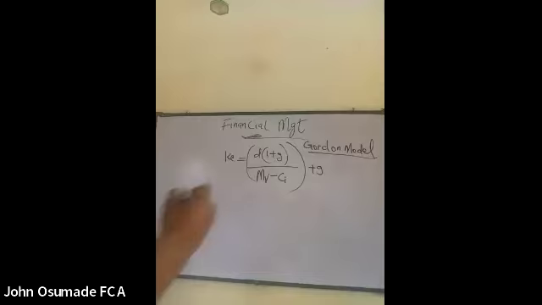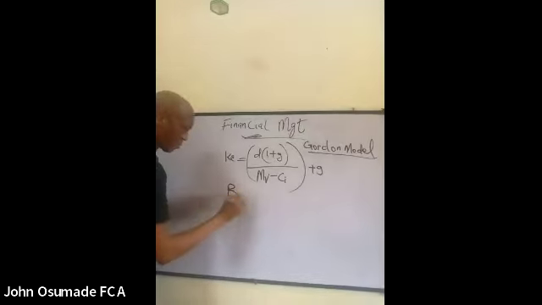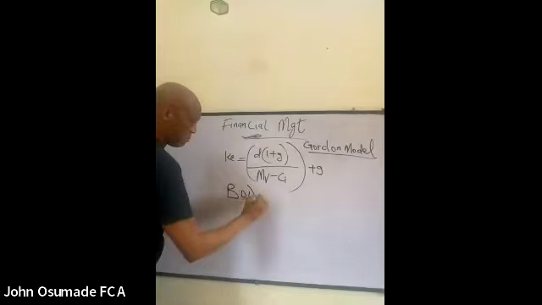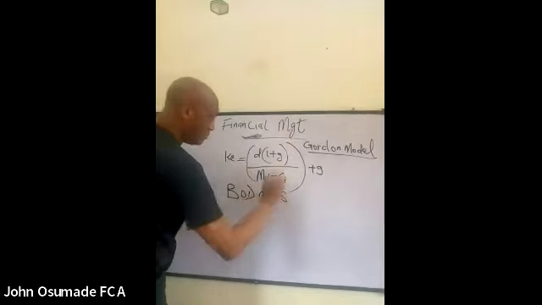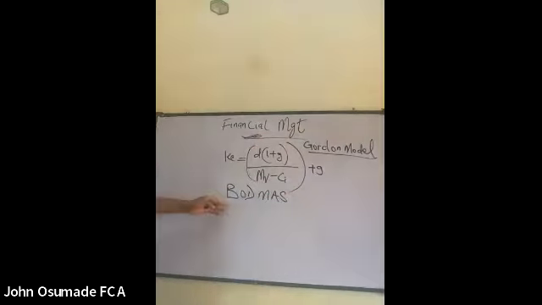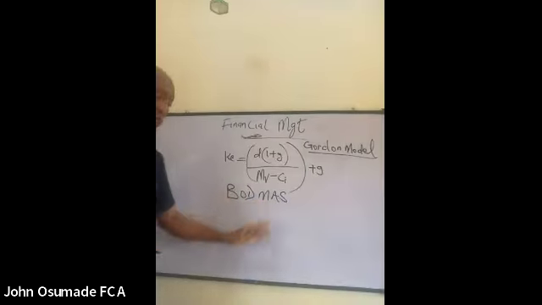In mathematics, we call it BODMAS. That is bracket of division first, multiplication, addition, and subtraction.